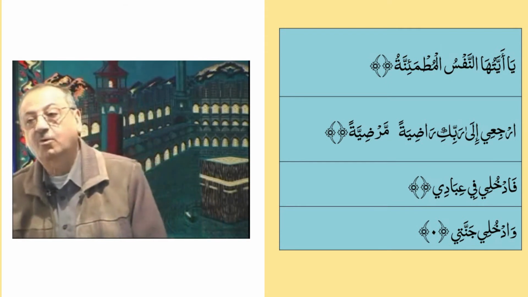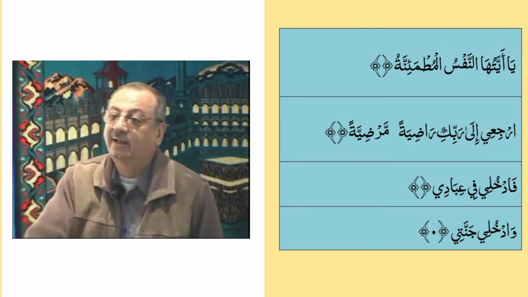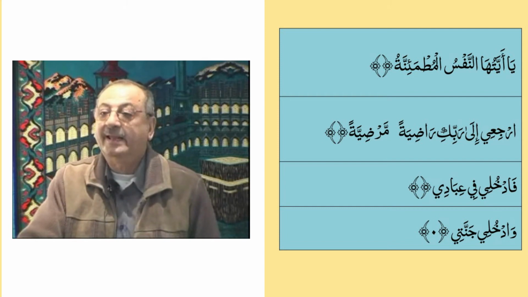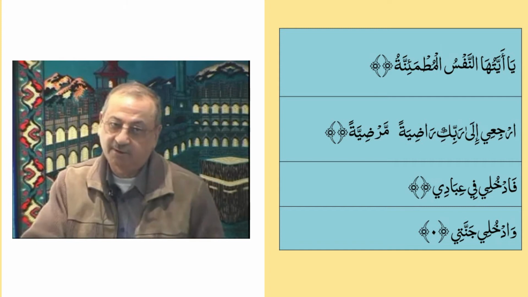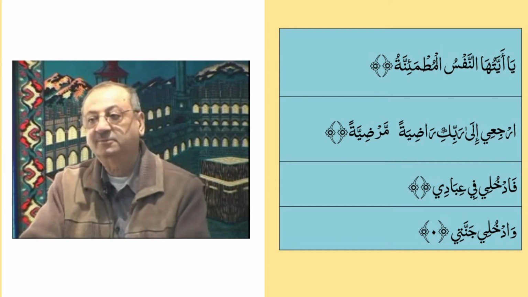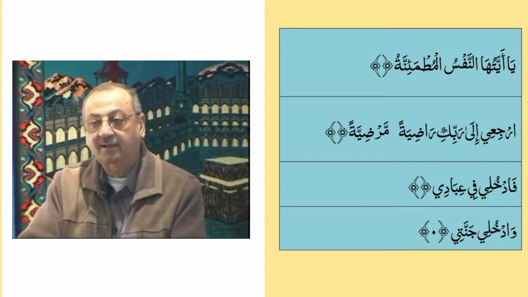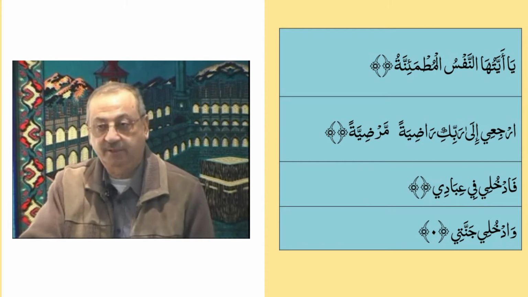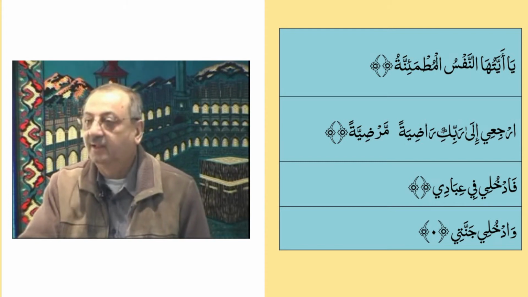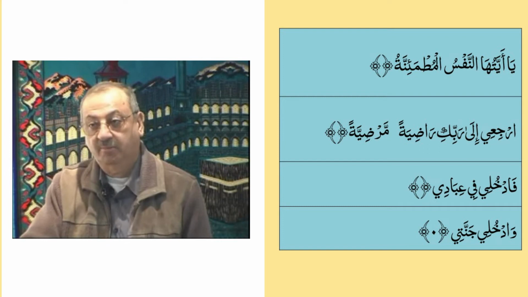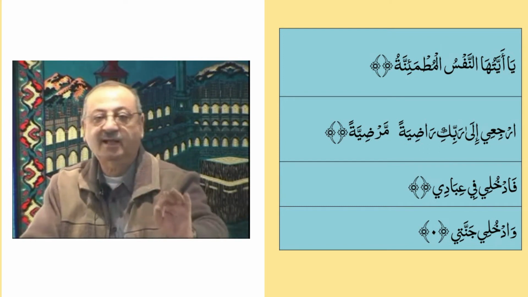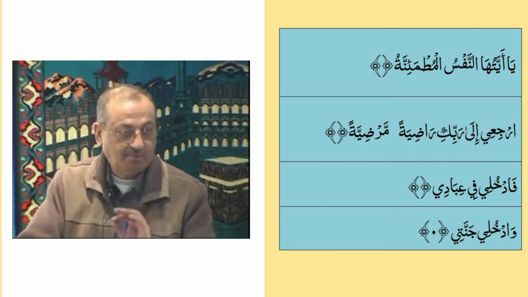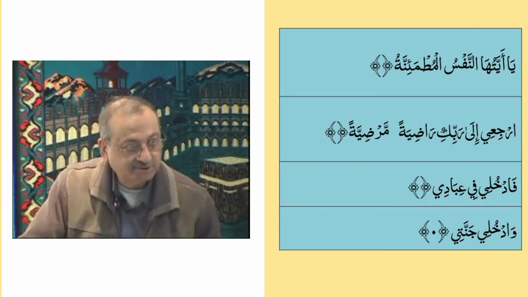Now, there are still more things to be learned about dakhala yadkhulu. In some cases, now again I'm just telling you in general, it will come in book 3, brother. In general, I'm telling you that dakhala can have a direct mafulun bihi. Are you with me? Dakhala Muhammadun al-masjidah. Al-masjidah, direct mafulun bihi came. Muhammad entered the masjid. Are you with me?